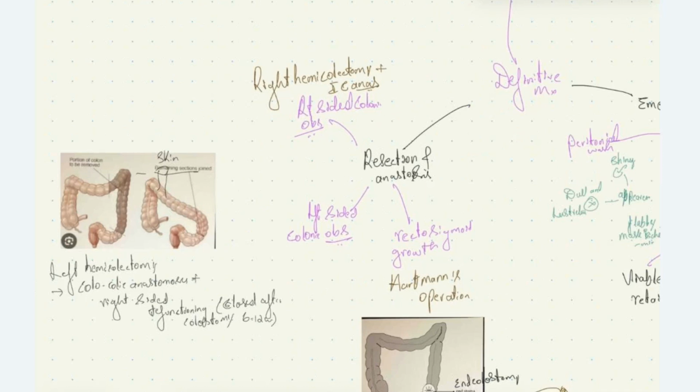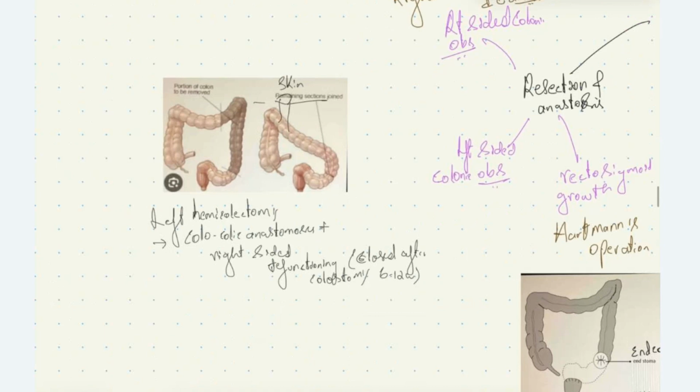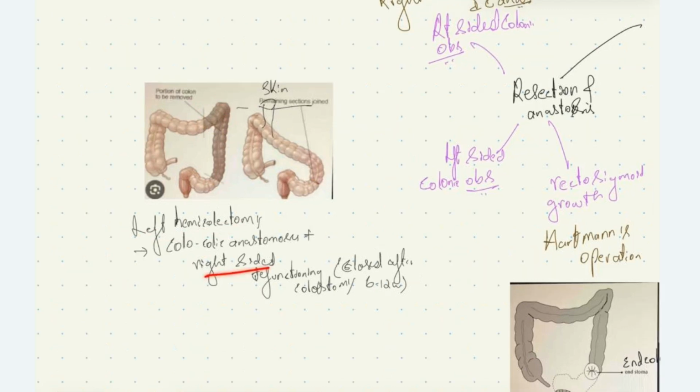In right-sided colonic obstruction, we do right hemicolectomy with ileocolic anastomosis. Right hemicolectomy will be performed, and then we can do ileocolic anastomosis. In case of left-sided colonic obstruction, we do left hemicolectomy, followed by colonic anastomosis. Colonic anastomosis will be performed, and then we'll perform a right-sided defunctioning colostomy.